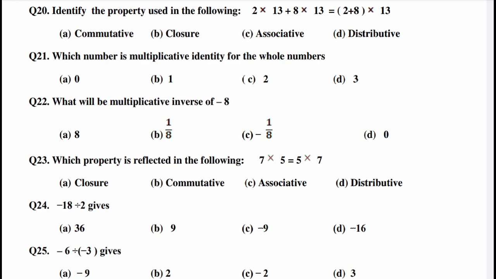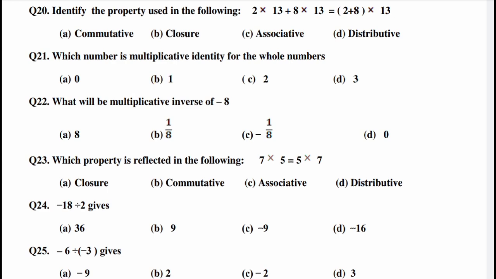Question number 21. Which number is the multiplicative identity for the whole numbers? So we know that the multiplicative identity for whole numbers is 1. Whenever you multiply any number with 1, you will get the number itself as the answer. For example, 5 multiplied by 1 is equal to 5 itself. That means the multiplicative identity is 1.